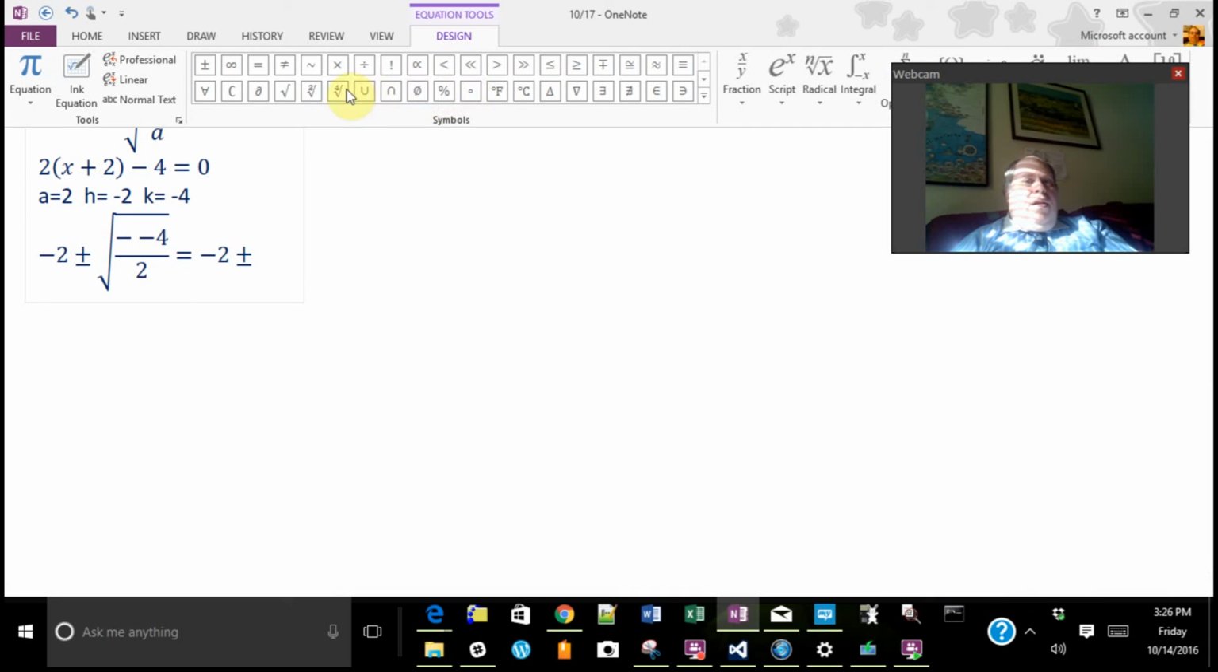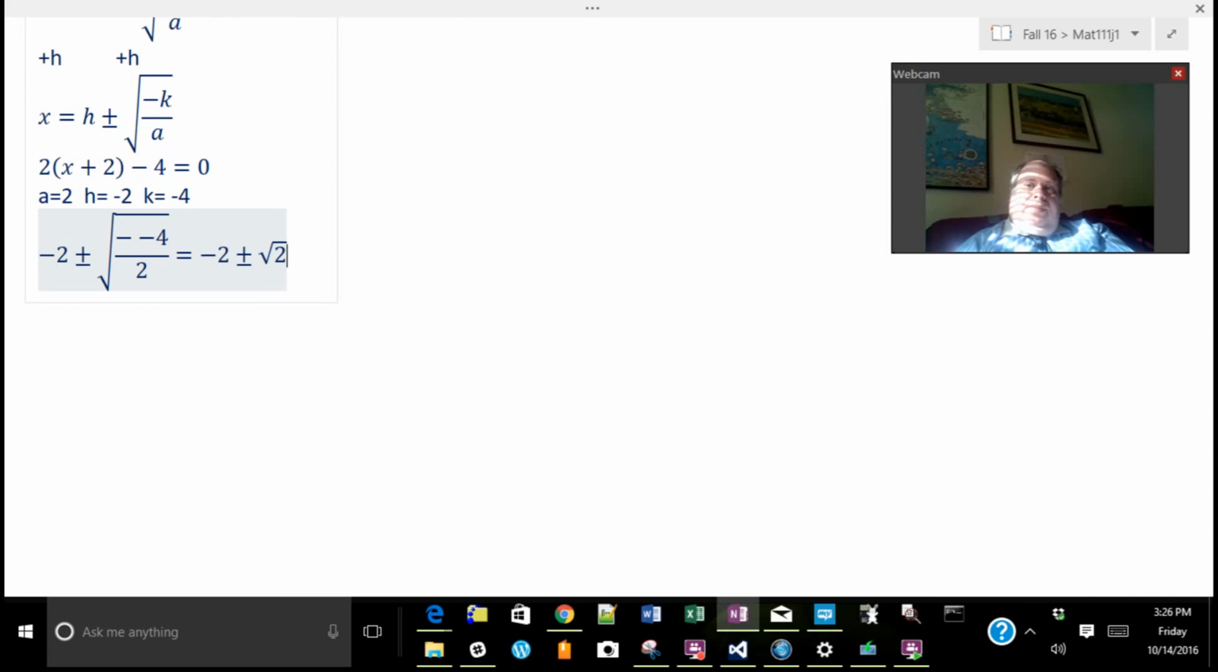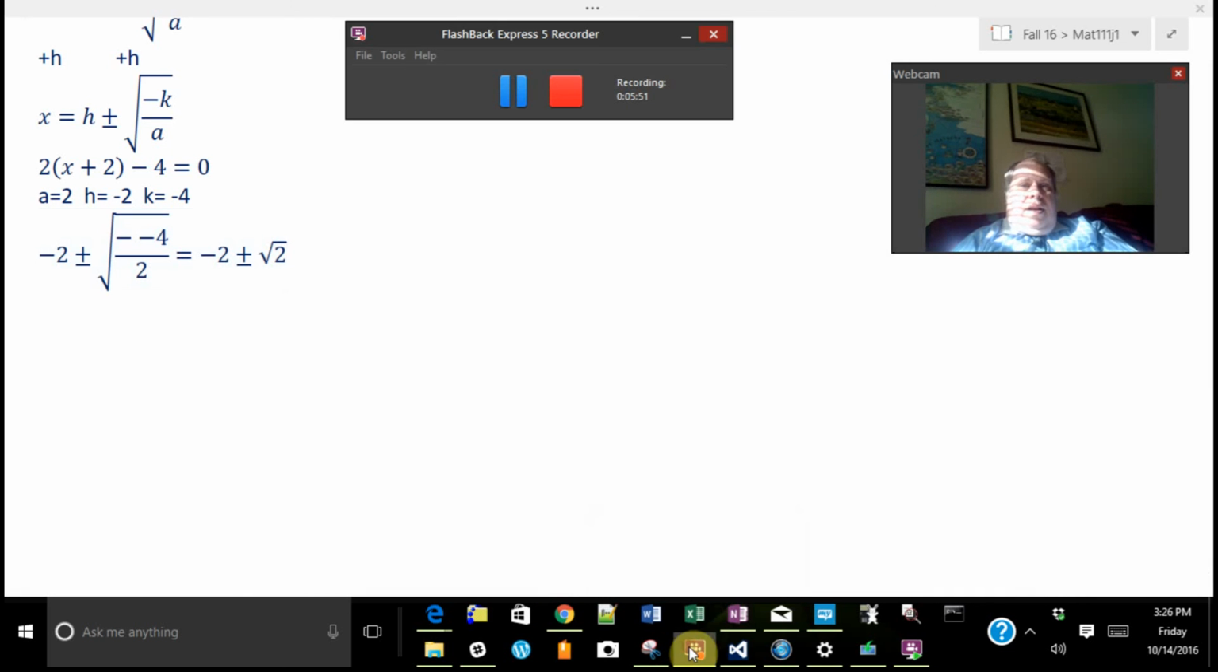of 2. And now if you know the square root of 2 is about 1.4, you would get the two roots very easily. So that's a little simpler than what we did before. And so that is the vertex form quadratic formula.